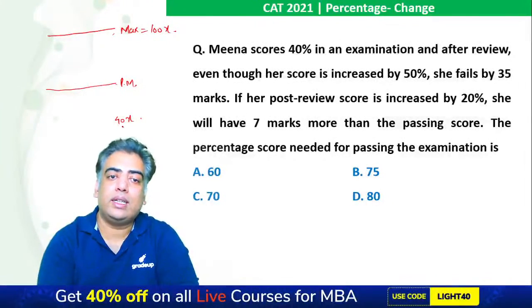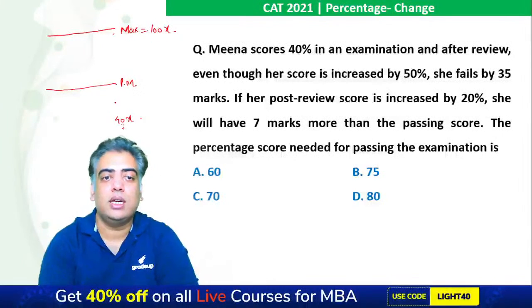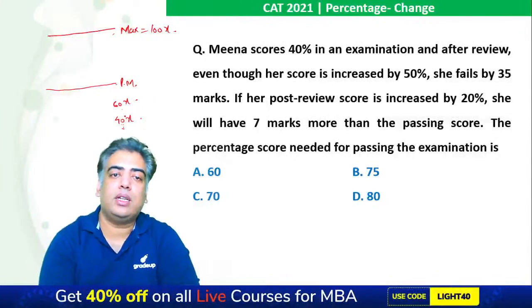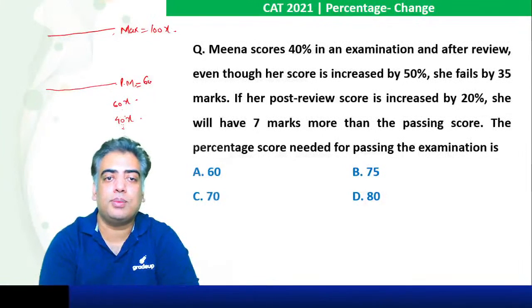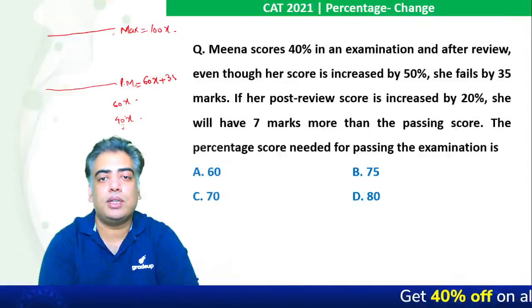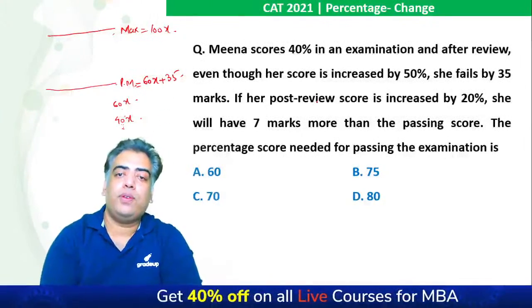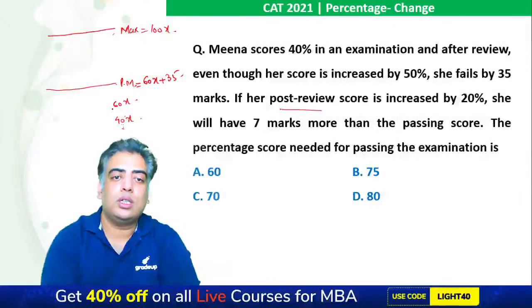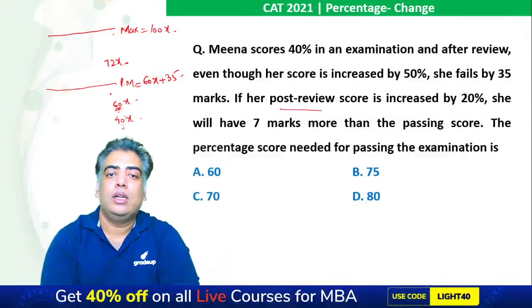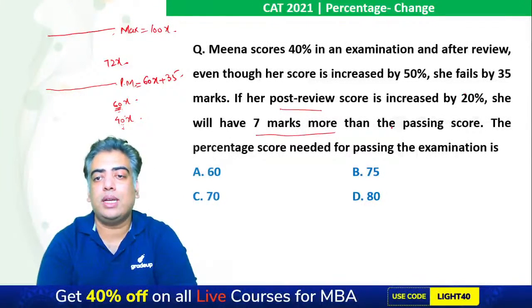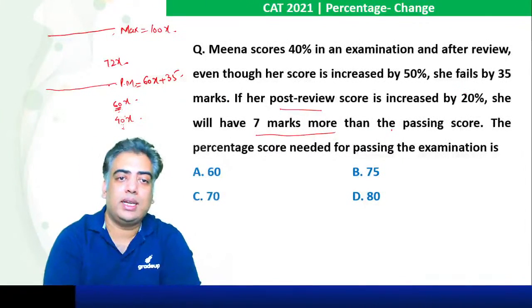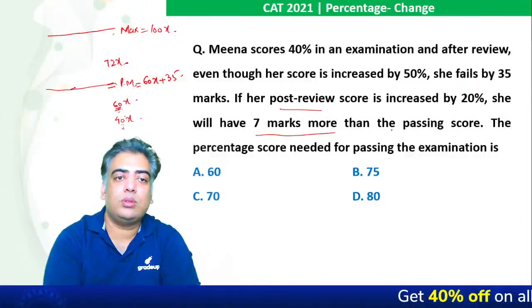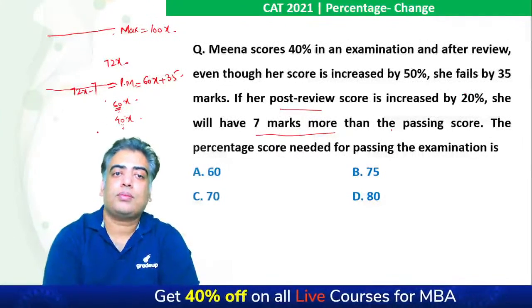Even though her score increased by 50%, so half of this is 20, makes it 60x. She still fails by 35 marks. It means passing marks must be 60x plus 35. If her post-review score is increased by 20%, so this value increased by 20% makes it 72x. She will have 7 marks more than passing marks. Now he says the passing marks are 72x minus 7.